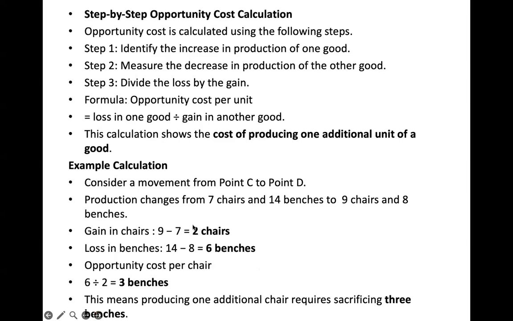So the firm got 2 chairs as a gain, but he lost 6 benches. So the opportunity cost is the 6 divided by the 2. It's got what? The 3 what? Benches. So it means that producing 1 additional chair requires sacrificing 3 what? Benches.